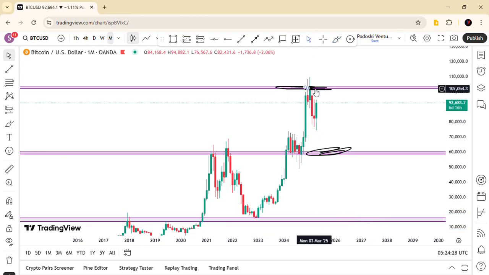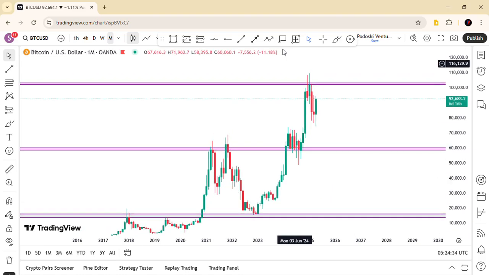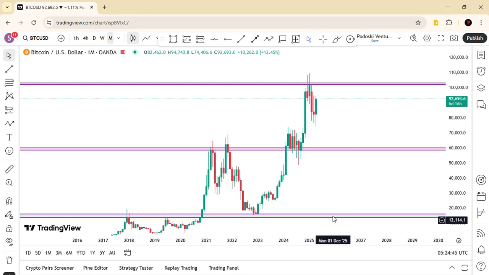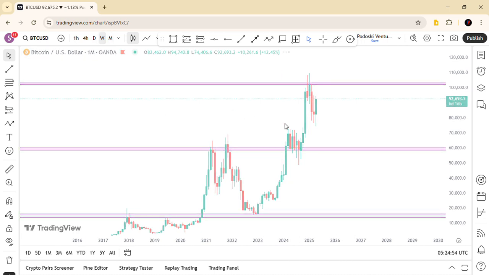On the monthly time frame, we are seeing a bullish structure, a series of higher highs and higher lows. So we are now seeing a new higher high incoming. The higher high hasn't formed yet, but we are seeing a new higher high incoming. So let's go to the weekly and see what price is doing.